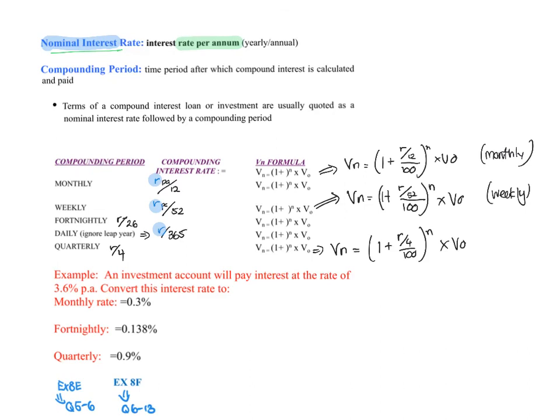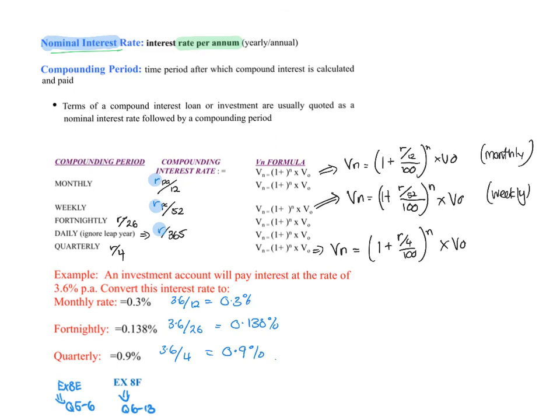Okay, so an investment account will pay interest at a rate of 3.6 per annum. It says convert these rates to a monthly rate. So what I've done there is I've taken 3.6 and I've divided it by 12 and I got 0.3%. When I said fortnightly, I took 3.6, I divided it by 26 and I got 0.138%. When I did quarterly, I took 3.6, I divided by 4, and that's how I got 0.9%.